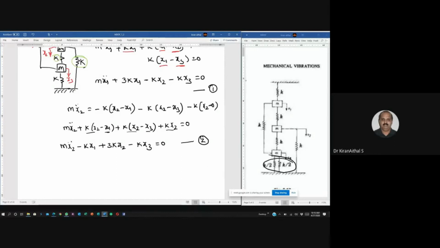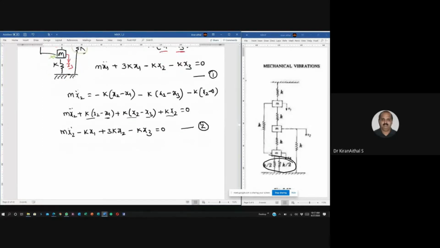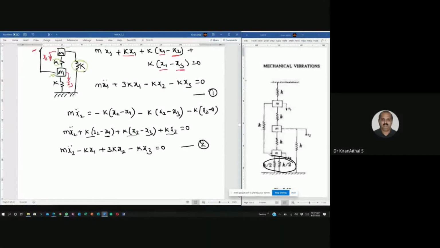And lastly, I will go for the third mass here, right? So this is the mass I'm going for now. Okay, how many springs does this particular mass have now? It has got 1, 2, 3, 4 actually. So let's talk about this. What is this? M.